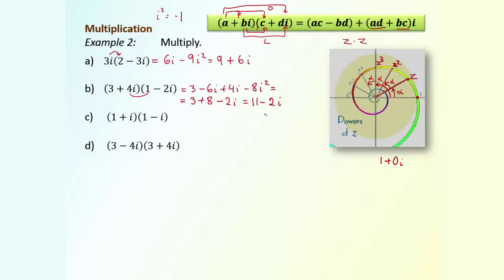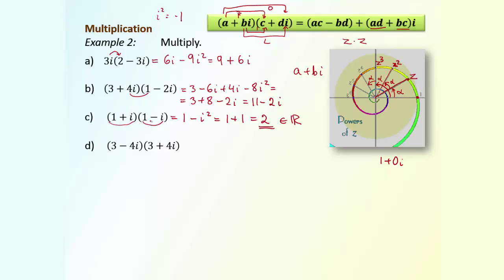You always try to leave your answer in a complex number form. That means a plus bi. First real part, then imaginary part. The next example calls for difference of squares, so it's even easier than the previous. You just square the first term, which is still 1, minus i squared. But i squared is -1 by itself, so you really have 1 plus 1, which is 2. Notice that I multiply two complex numbers and I end up with the real number.